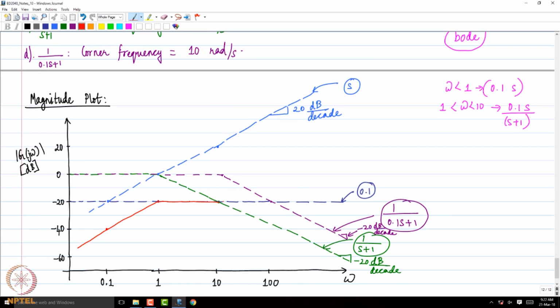Now what will happen after 10? From omega greater than 10, I will have all the terms coming into play, right. So I will have this 0.1 s plus 1 also starting to contribute, right. And what will be the contribution of 0.1 s plus 1? It will contribute a slope of minus 20, right. So in essence, at 100, I should have minus 40. Okay, so let me just quickly erase this so that I draw it properly. Just bear with me for a second.